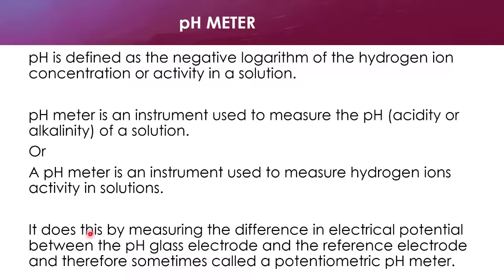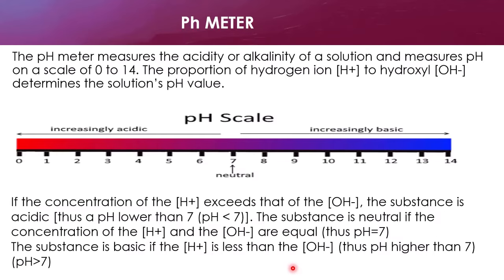The pH meter does this by measuring the difference in electrical potential between the pH glass electrode and the reference electrode, and therefore is sometimes called a potentiometric pH meter. The pH meter measures the acidity or alkalinity of a solution and measures pH on a scale of 0 to 14.